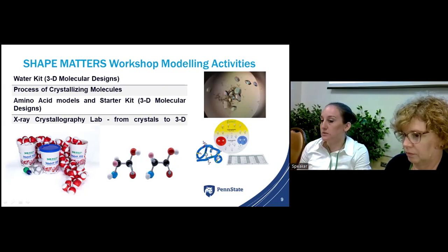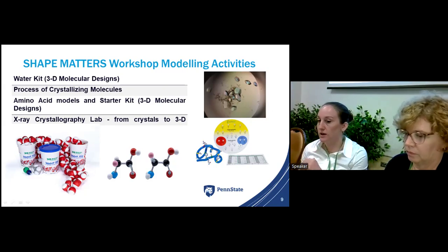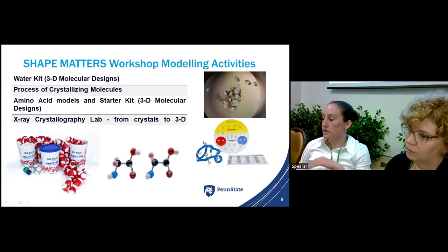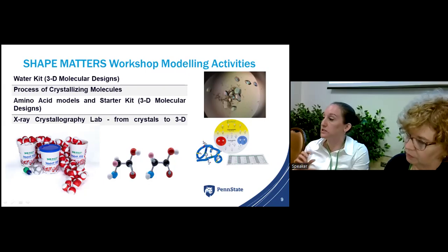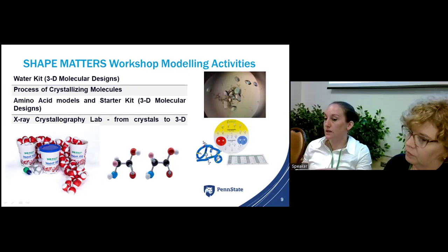And then we switched them to viewing just the functional groups of the amino acids. That's what's different in each of the 20 different amino acids, using the amino acid starter kit, and how the chemistry of these functional groups determines how proteins fold. And so they then folded a sample sequence.